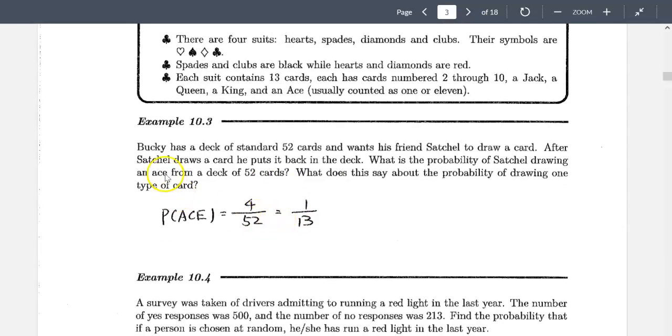All right, here's another example using cards. Bucky has a deck of standard 52 cards and wants his friend Satchel to draw a card. After Satchel draws a card and puts it back in the deck, what's the probability of him drawing an ace from the deck of 52 cards? Well, there are 52 cards total, not including Jokers. That's what a standard 52-card deck means. What's the chance you get an ace? There are 4 aces in the deck, so it's 4 out of 52, which is 1/13.